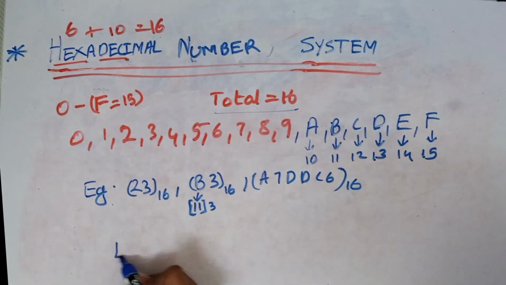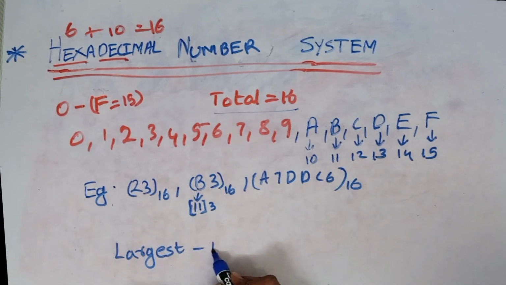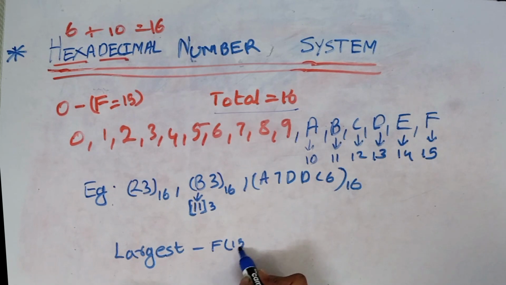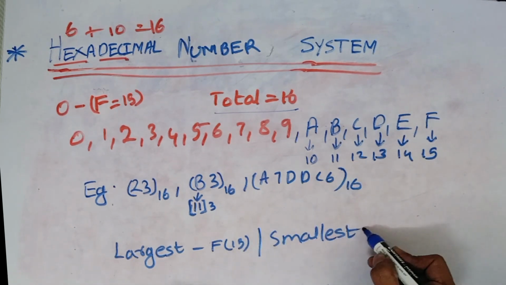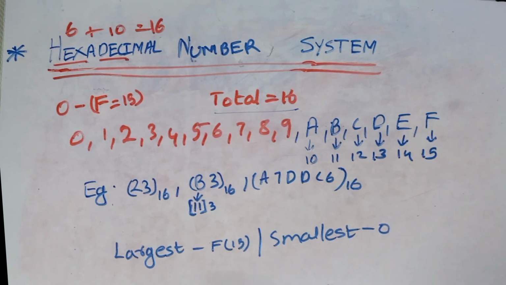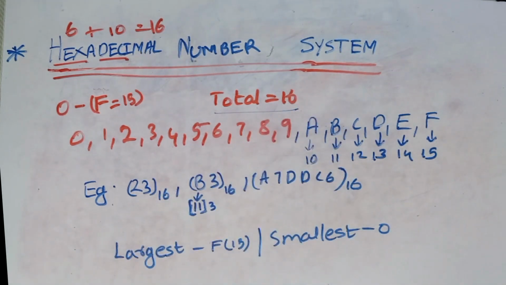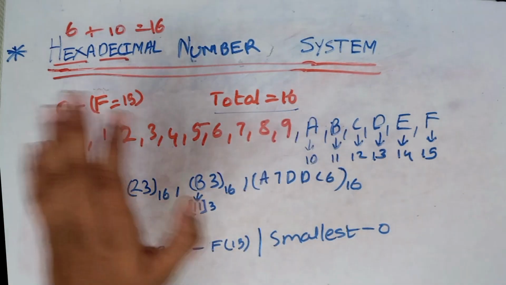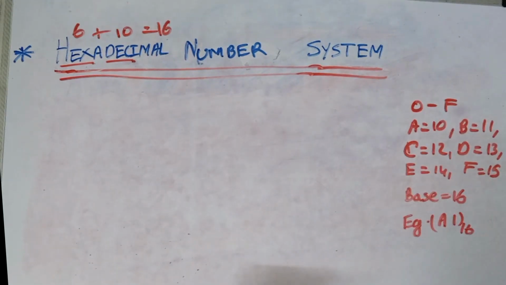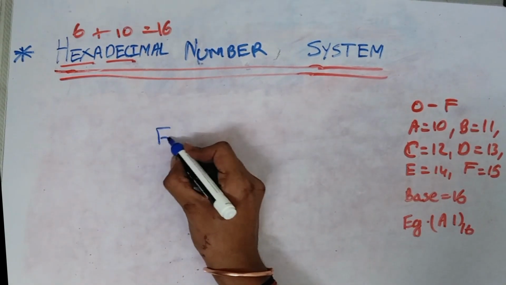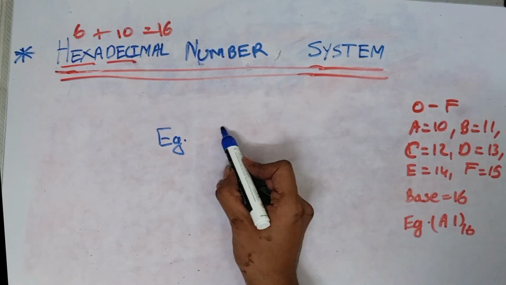Now the largest number in this case is obviously F, which is 15, and the smallest number is 0. In any number system, the smallest number is 0 and the largest number will be the last number. Now let us see how we can represent a hexadecimal number in powers of 16. Let us see an example, a simple one for understanding.